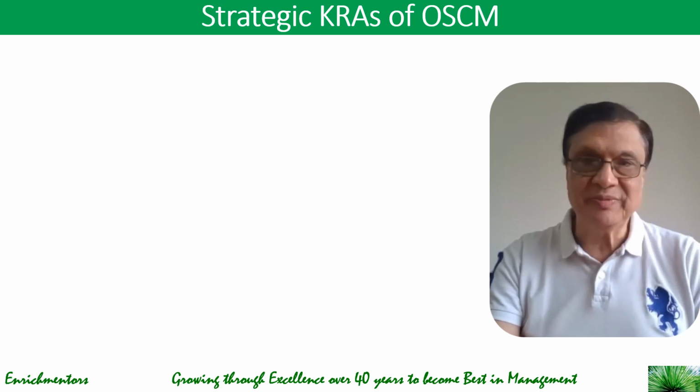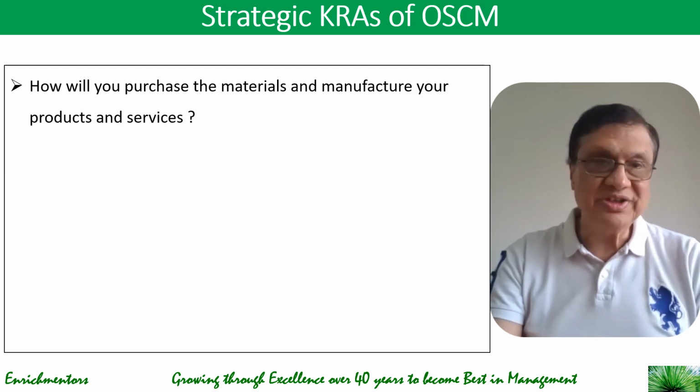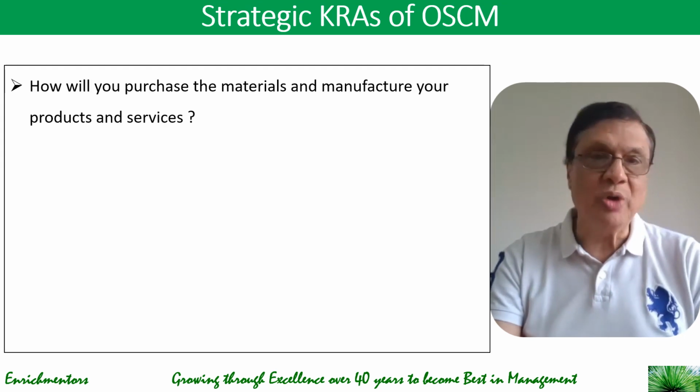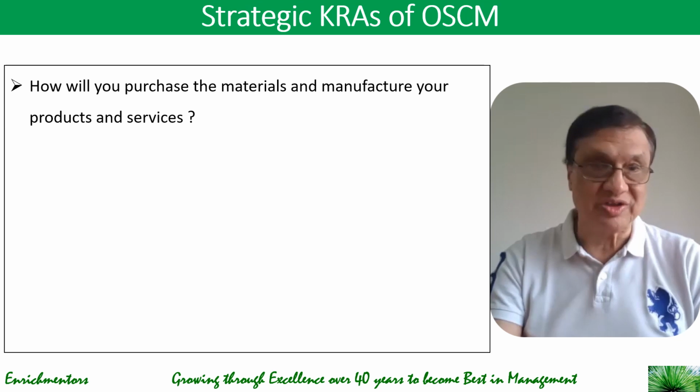We had said the purpose of an excellent operation supply chain management strategy is to optimize across supply chain. Now, what all to optimize, what decisions to make, let's take a look at that. And we had covered this in the earlier lecture. Let's quickly recap them. So first thing you need to decide is how will you purchase the materials and manufacture products and services, right? So that's a very broad question.